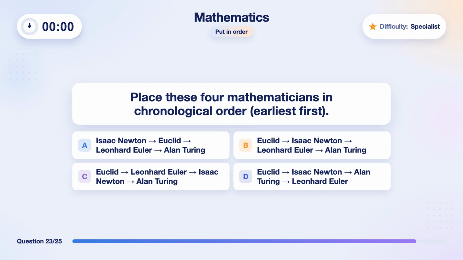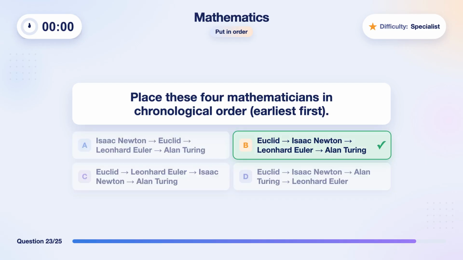And the correct answer is... Yes, Euclid, Isaac Newton, Leonhard Euler, Alan Turing. Euclid worked in Alexandria around 300 BCE, Elements. Isaac Newton lived 1642 to 1727. Leonhard Euler lived 1707 to 1783, born while Newton was still alive, but his working career postdates Newton's death. Alan Turing lived 1912 to 1954. So the correct chronological order is Euclid, Newton, Euler, Turing.